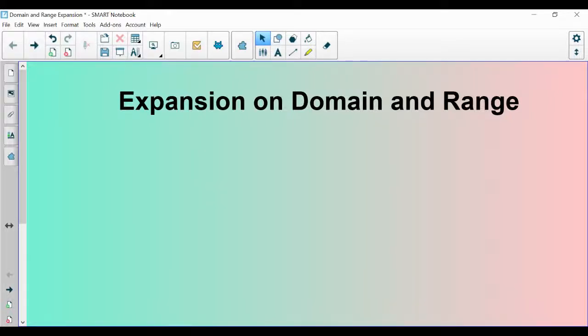Hello, algebra students. This is a quick expansion on domain and range. This is a topic that you guys have heard before. You guys should know what domain and range are, but we are going to take it to a new level here.